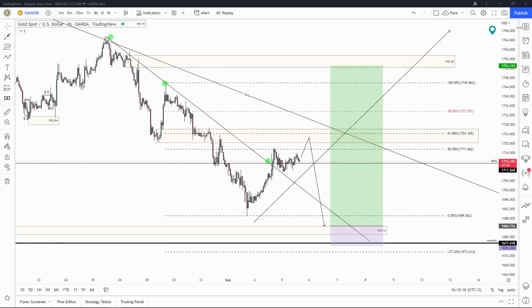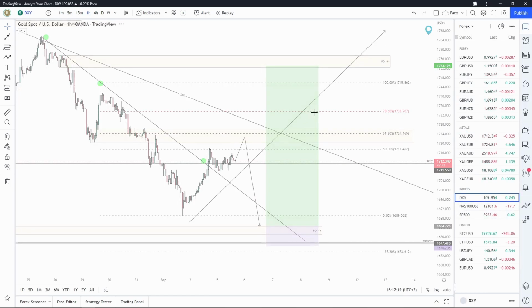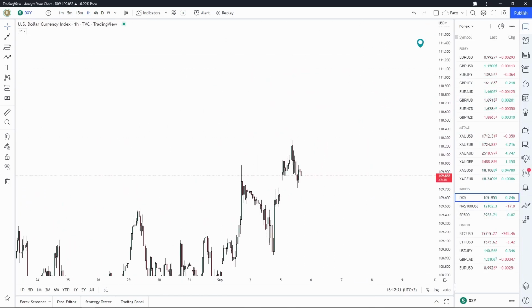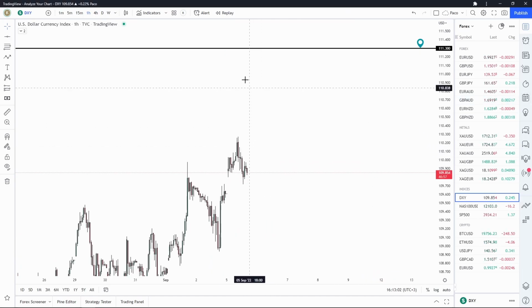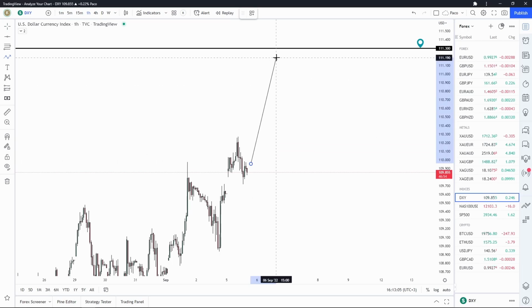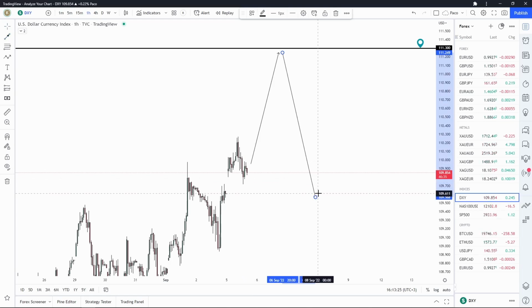Let me show you what we expect to happen on the DXY, on the dollar index. Because here we expect that the price can reach this level right here, 111.300, which is the highest point in 20 years. And from this level we expect that we can see a new bearish movement. That is also what we expect to happen with the euro to US dollar and British pound to US dollar, which are now at their lowest points in years.